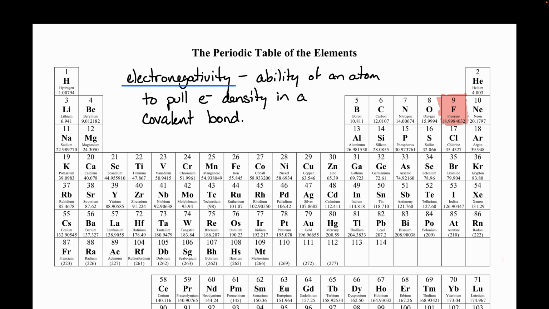So they're sharing that pair of electrons, but it's not an even sharing. Fluorine, or the more electronegative element, is pulling that pair of electron density onto itself. Okay? So the closer you are to fluorine, the more electronegative you are. All right, so that's kind of an easy way to spy electronegativity in comparison between atoms.